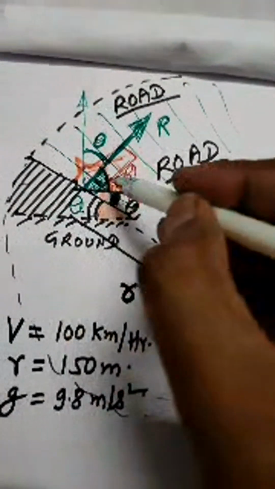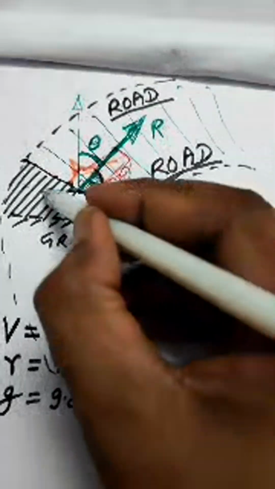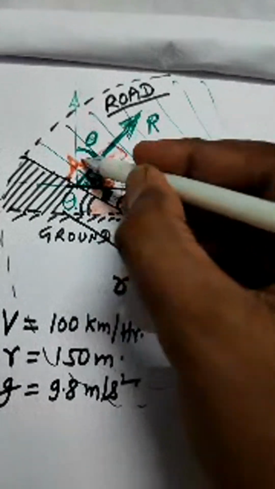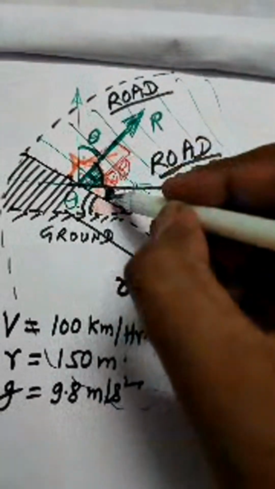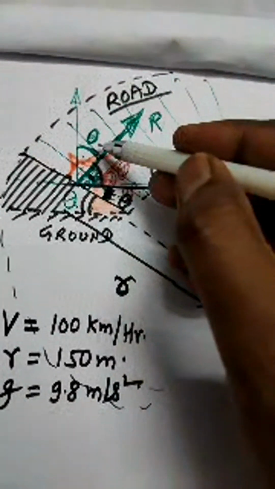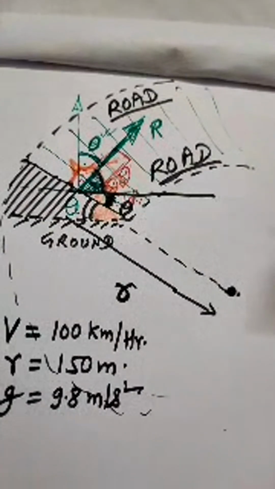This portion is common, and then you can see a line is drawn parallel to the ground, and here this common portion plus this angle is also equal to 90 degrees. That means if this angle is theta, being alternate to the banking of the road, we can say this angle is also theta. Now we have almost solved the question.